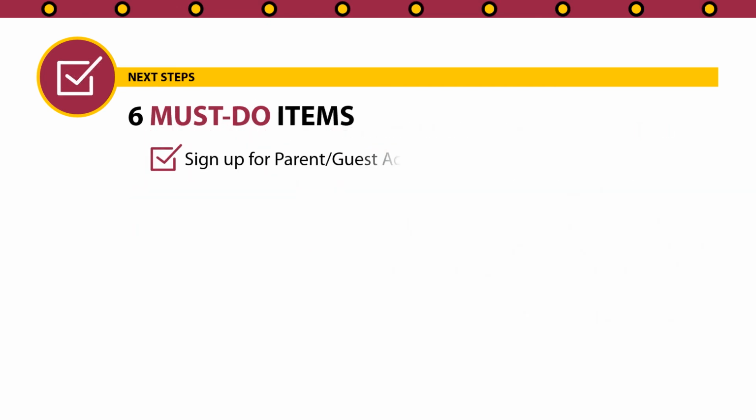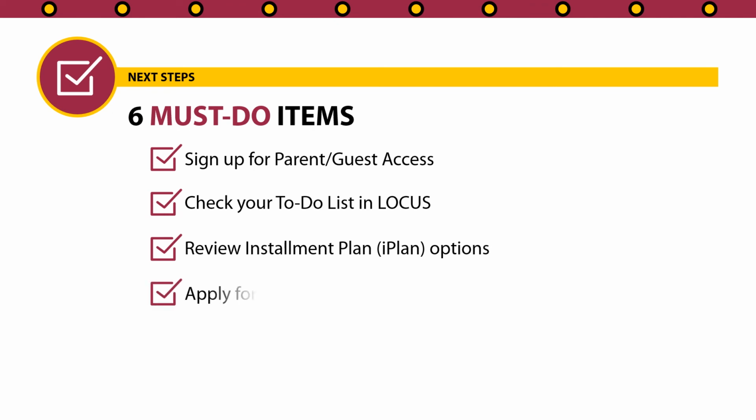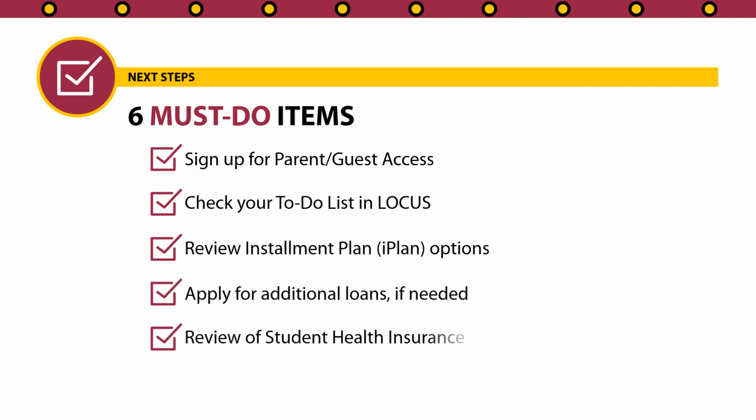Let's take a look at 6 must-do items that you should be looking at on your Locus account. First, make sure that any parent or guest that you would like to have access to your account is set up in Locus. Locus, Campus Finances, look for Parent Guest Access Login. Check your to-do list items in Locus for financial aid. Remember, any missing documents could hold up your loans, grants, or scholarships from disbursing out.